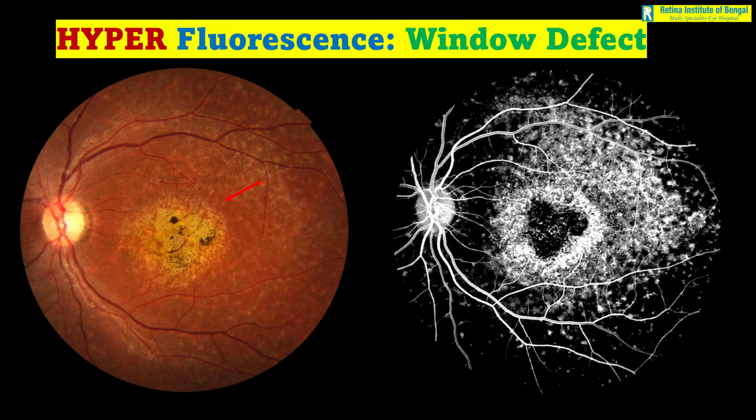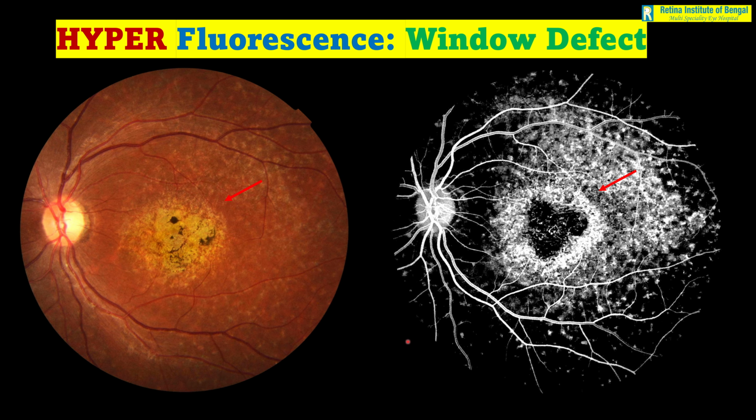And then you have something like this, where you have a patient with geographic atrophy, and if you do an angiography, you will see this kind of hyperfluorescence here. Now here the area of hyperfluorescence will correlate with the area of atrophy, and the intensity will increase and then decrease. Why? Because this is what we call a window defect.